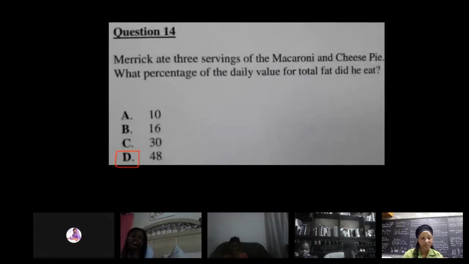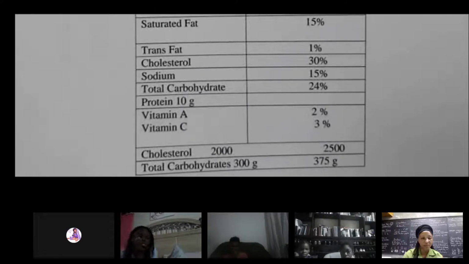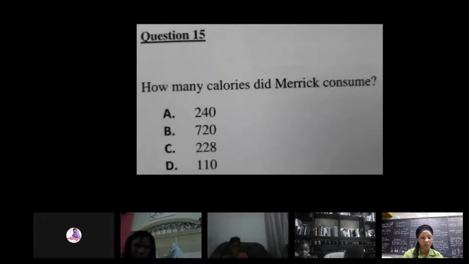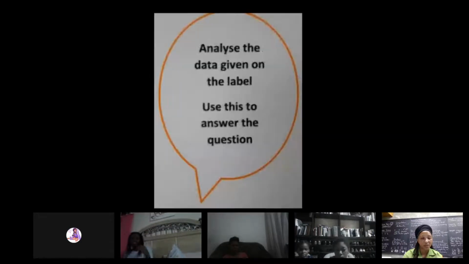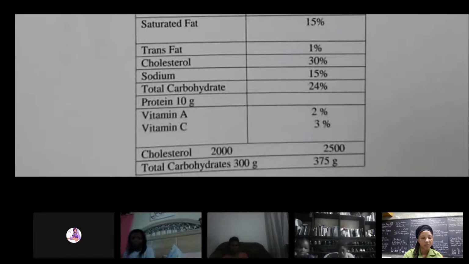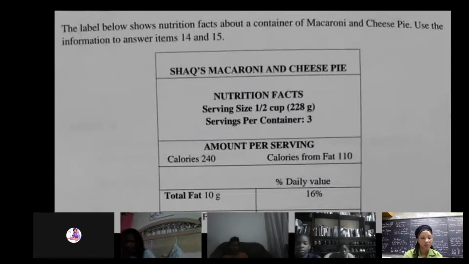And question 15, how many calories did Merrick consume? So remember, he ate 3 servings. How many calories did he consume? So let's look back at the options. 240 calories, A; B, 720 calories; C, 228 calories; D, 110 calories. Miss B, 720. And why do you say 720? Because 240 times 3 is 720.